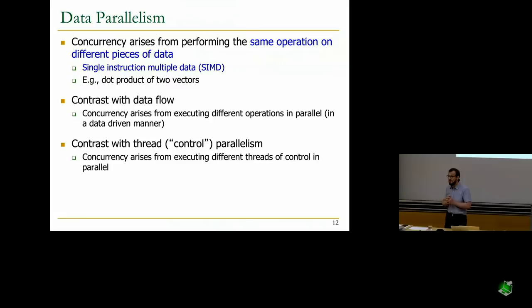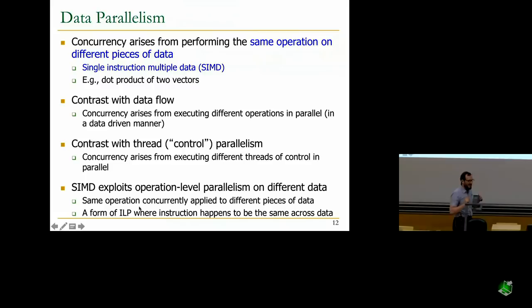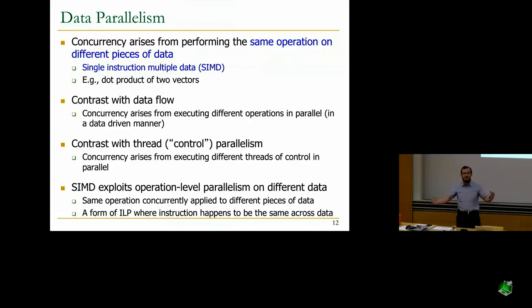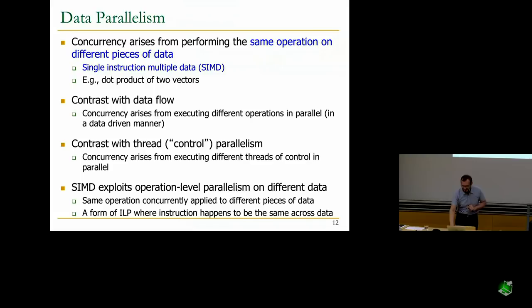SIMD, on the other hand, exploits operation-level parallelism on different data elements. So you have the same operation concurrently applied to different pieces of data. It's really a form of instruction-level parallelism. Now, I'm throwing terms at you, but instruction-level parallelism is getting parallelism out of multiple instructions or the same instruction such that you do some things concurrently. In this case, the instruction happens to be the same across many different pieces of the data. Okay, we'll see examples of this.